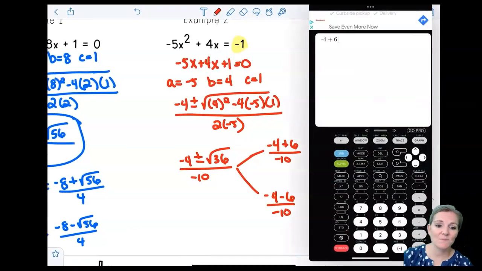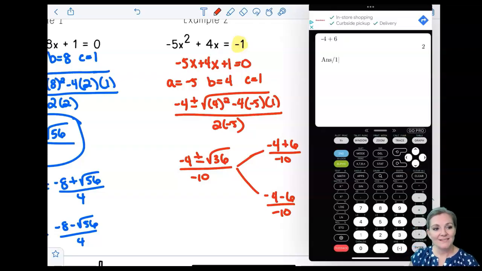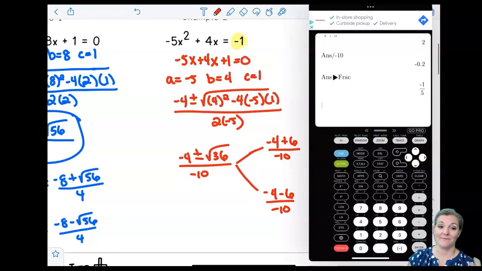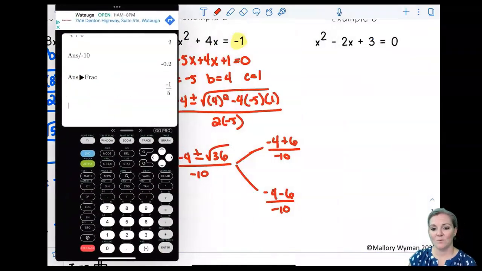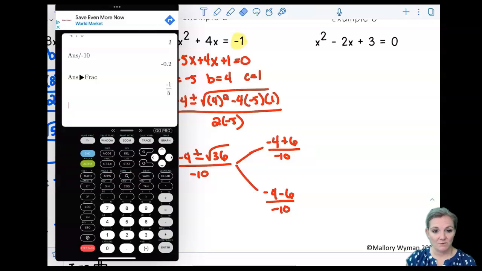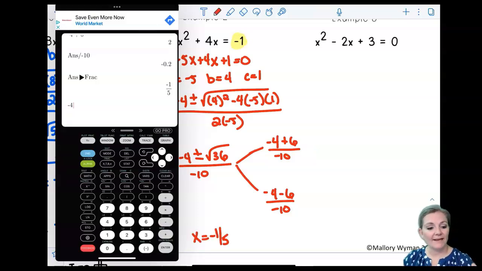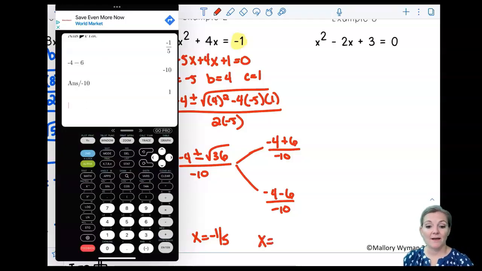And so now I'm going to use my calculator. Negative 4 plus 6 is 2. Dividing that by negative 10, I get 0.2. I don't want decimals, I want fractions. So that is negative 1/5. So x is equal to negative 1/5 is one of my solutions. And then the other one, negative 4 minus 6 is negative 10. And negative 10 divided by negative 10 is 1. So my other real solution is 1.